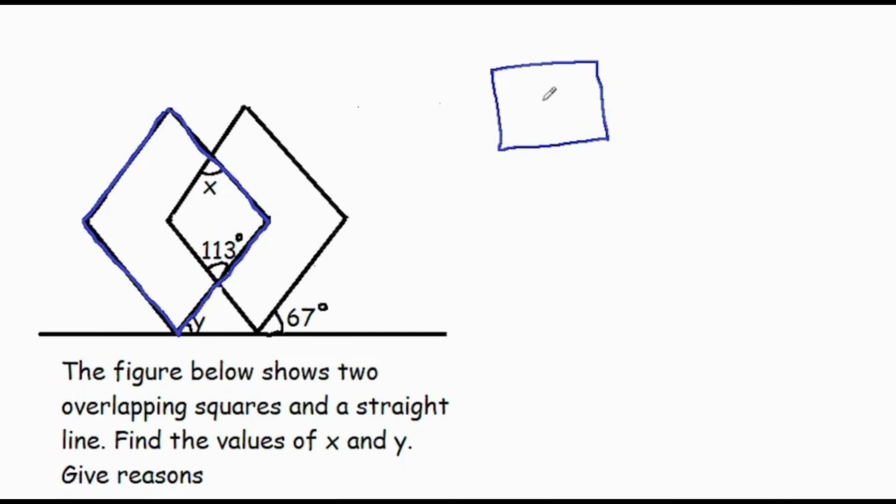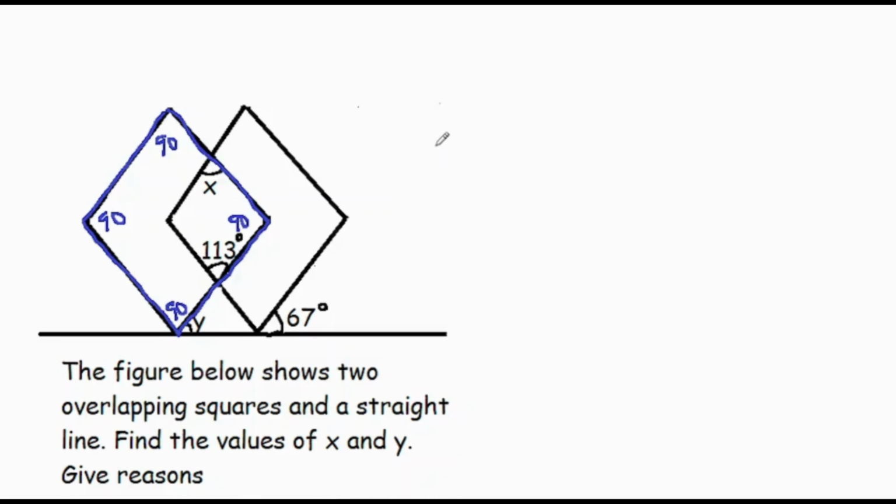The four sides are equal, and each of the angles that makes up a square is 90 degrees. So here is 90 degrees, here is 90 degrees, here is 90 degrees, here is also 90 degrees. So you can fill it up: 90 degrees, 90 degrees, 90 degrees, and this is also 90 degrees.